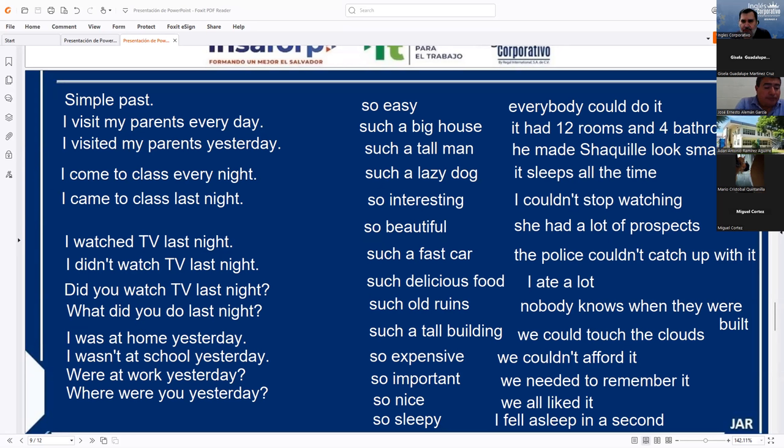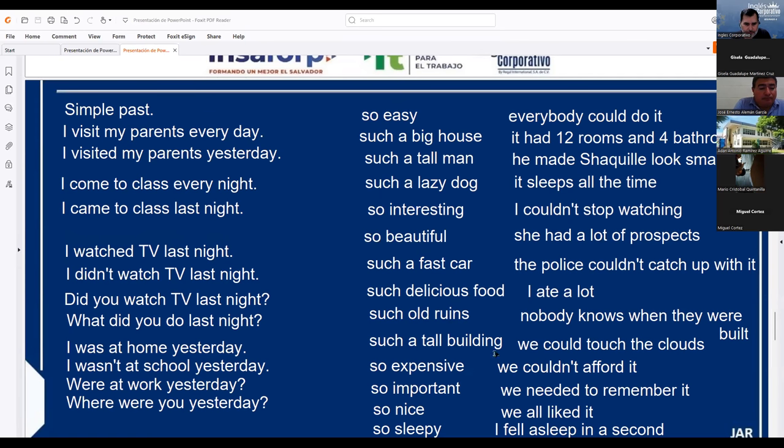Okay, it's over there. It's already over there, so you can have it. Okay, I'm going to send it to the WhatsApp group, to the chat. But before, what are we going to do?